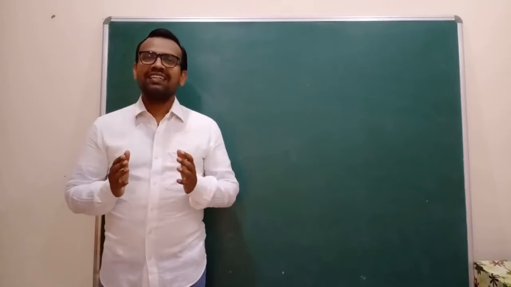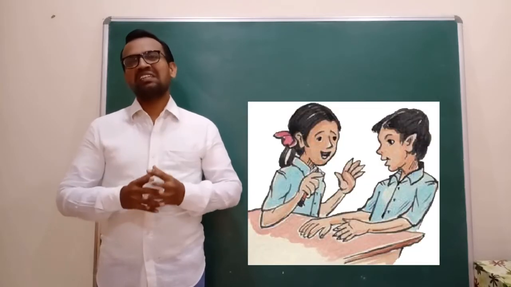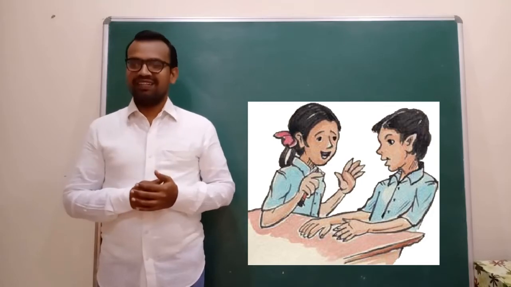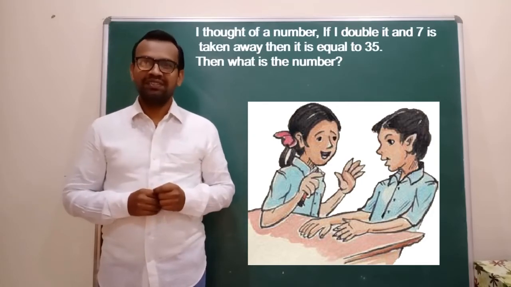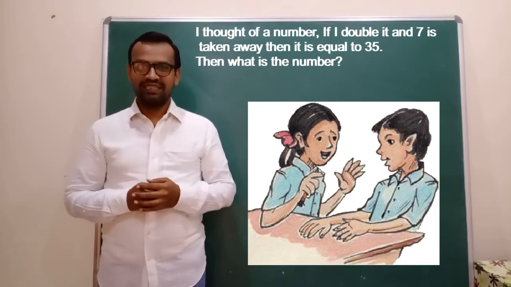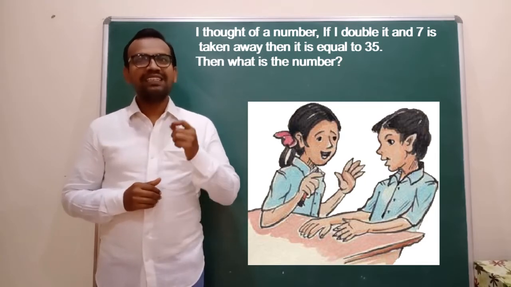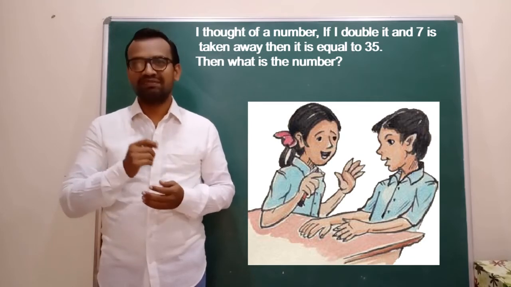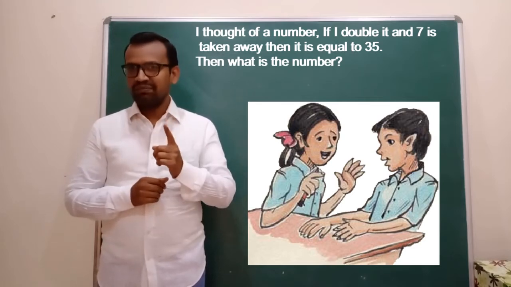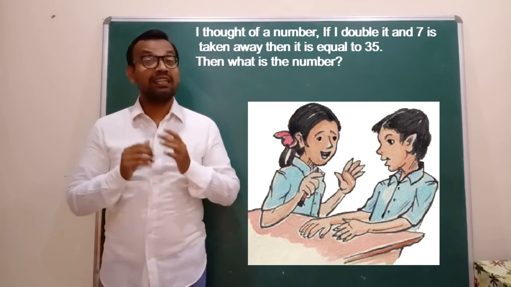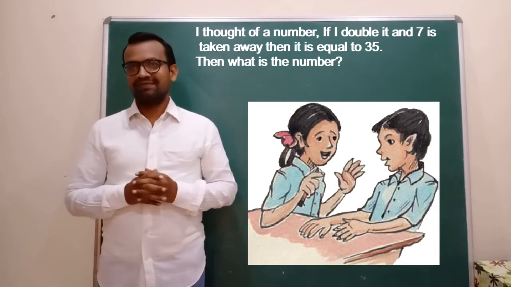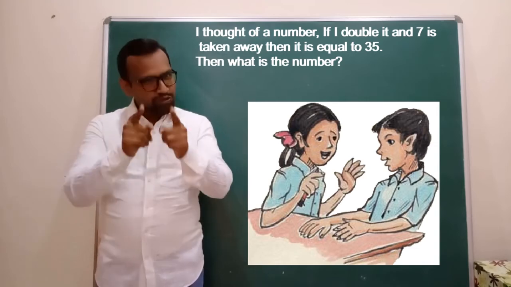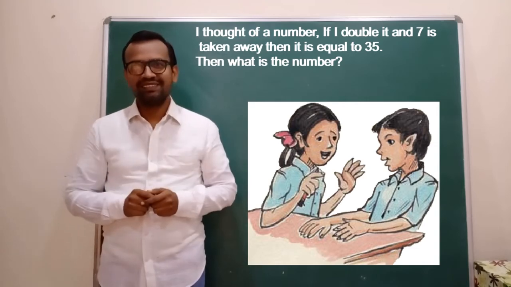Once, Sagar and Latha are playing with numbers. Sagar tells Latha, I thought of a number. If I double it and 7 is taken away, then it is equal to 35. Can you tell the number? Then Latha thought for a while and told the answer. Can you too tell the answer for this?